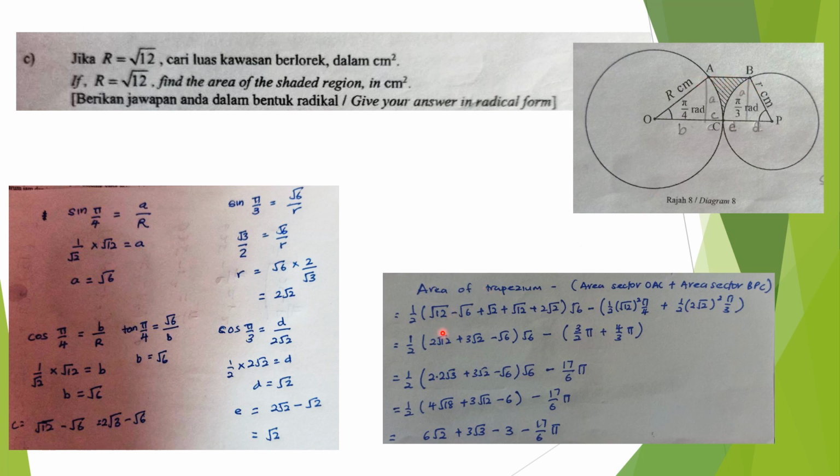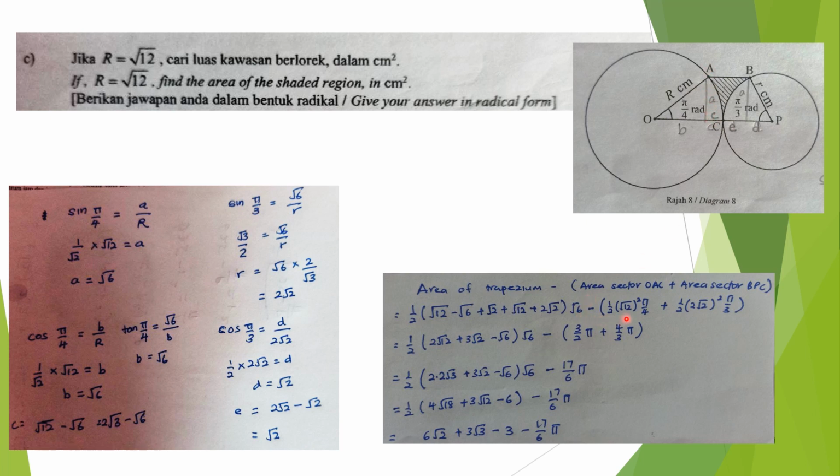So square root 12 minus square root 6 plus square root 2, plus this whole thing, capital R plus the small letter r, so square root 12 plus 2 square root 2. This is the sum of parallel lines: square root 12 minus square root 6 plus square root 2 is AB, C plus E, plus capital R plus small letter r. This is the sum of parallel lines times the height of the trapezium. Just now we found A, square root 6.